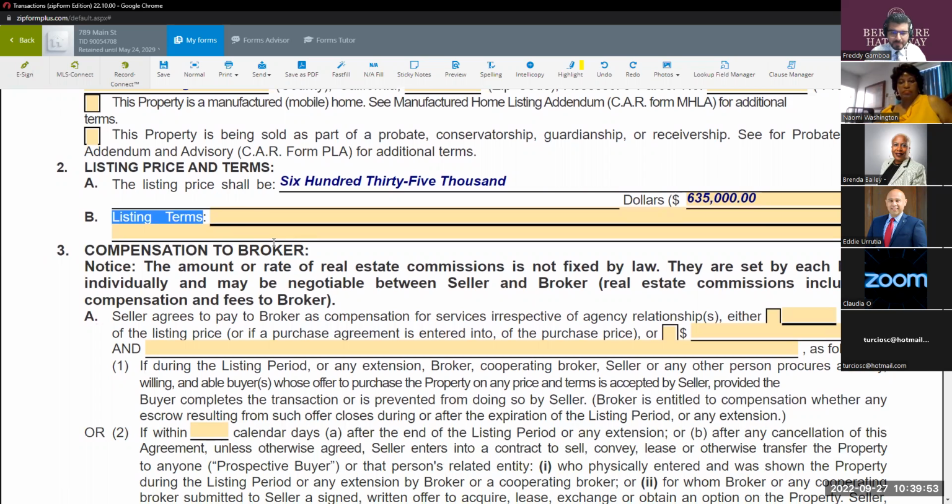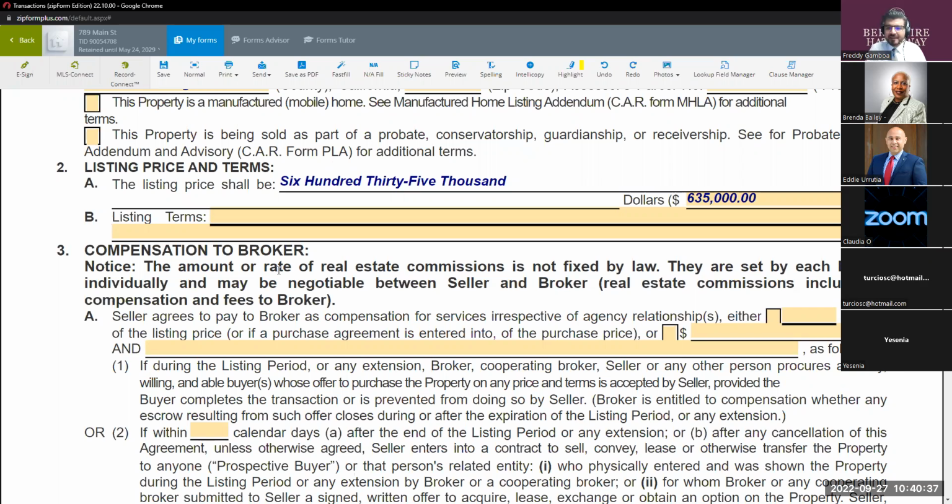FHA, conventional. I haven't listed, but that's what I've seen. Okay, but that's on the MLS, right, Brenda? What do you mean when you say terms? Right here. Well, the key word here is listing. So any terms, any changes we want to create, are going to be based on the listing terms. So what do you think we could put there? Any changes, any modifications, anybody? And again, we're not here to judge. We're here to help.